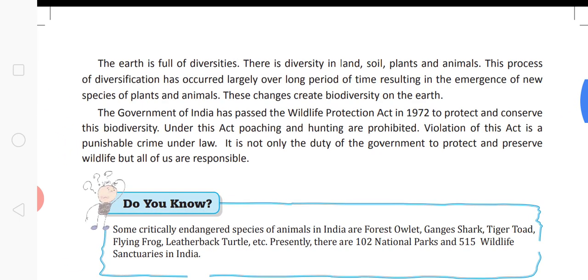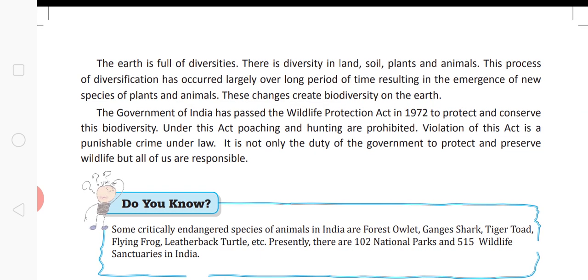So the government of India has passed the Wildlife Protection Act. This act has been introduced in the year 1972 for the protection of wildlife, because wildlife as well as plants are both very important to maintain the ecosystem. So the government of India passed the Wildlife Protection Act in 1972 to protect and conserve this biodiversity.